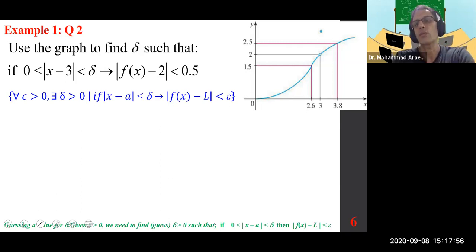So this distance, we are looking at this distance, class. This distance considers the distance from what? Distance from A. In this case, A, everybody, A is number 3. So distance from A to the right and to the left, those are called delta. Now, what is the limit? The limit is 2, so within what? 0.5. Notice this up to there. In other words, this is 0.5, this is 0.5.